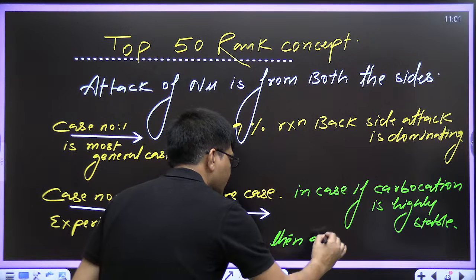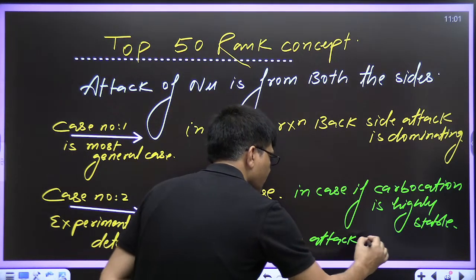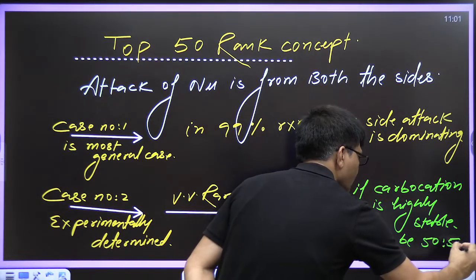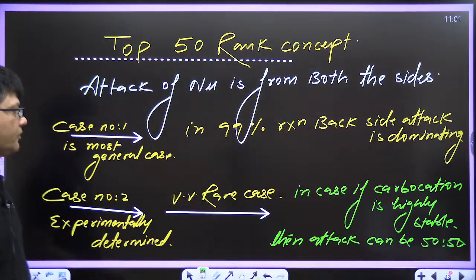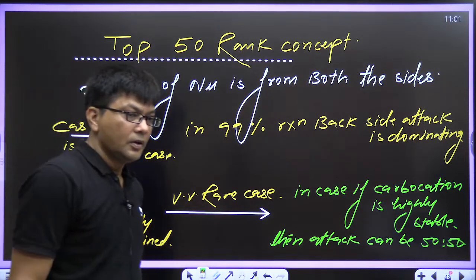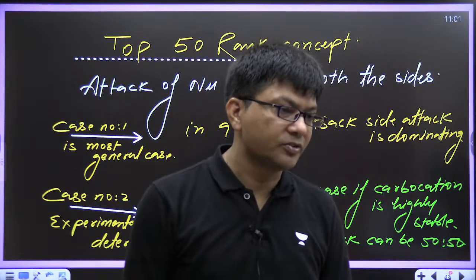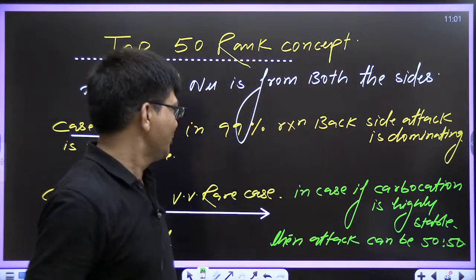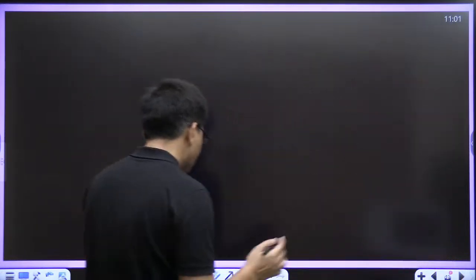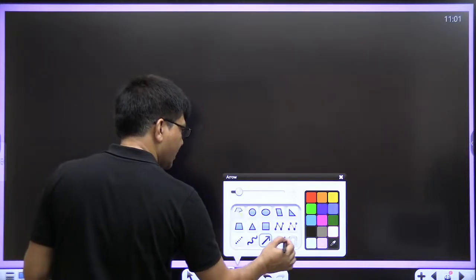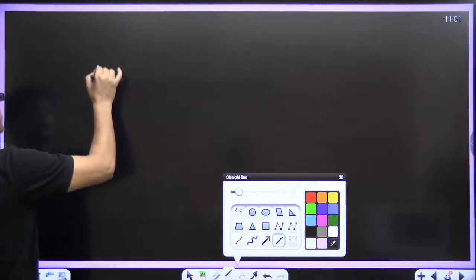Now, what is the meaning of carbocation is highly stable, then the attack can be 50-50? Now, see, kids. Future education is asking, sir, in case of SN1 reaction, what is the difference between stability? I will let you know. Let me take two carbocations and try to understand the concept. This concept is really very, very important, otherwise you won't be able to understand.